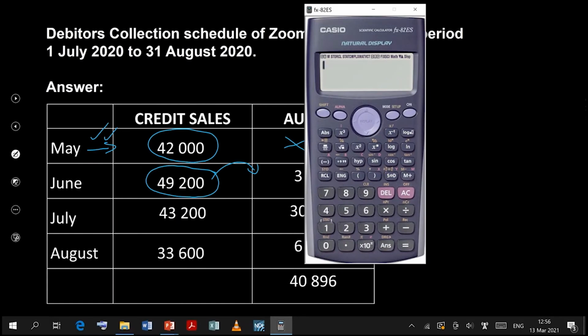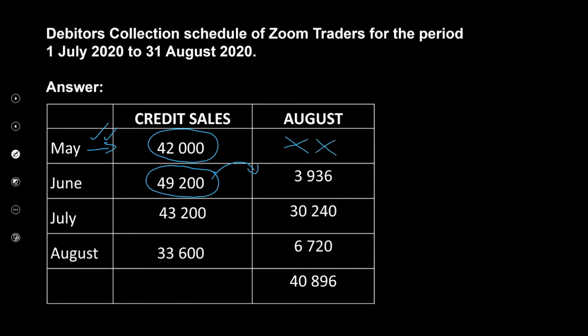Sorry, we're looking at 49,200. Wrong figure I was working with. Let me cancel that. We're looking at the 49,200, right? Times the 8%. And that will give me a figure of 3,936. Here we are, there's my 3,936.